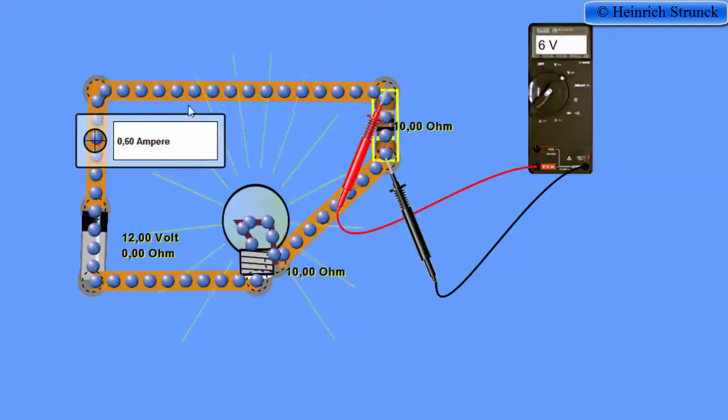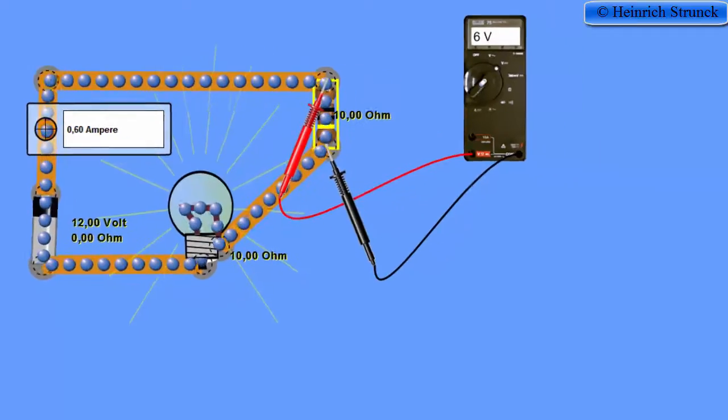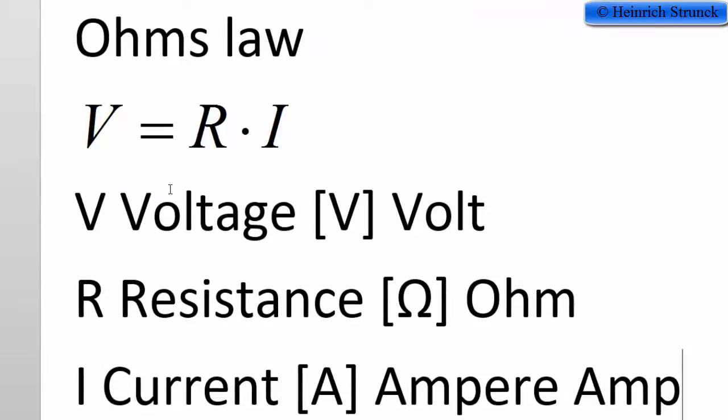So that was the basics about Ohm's law and how to use the formula. The voltage is equal to the resistance multiplied by the current.